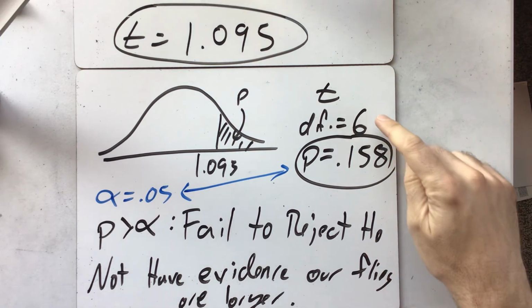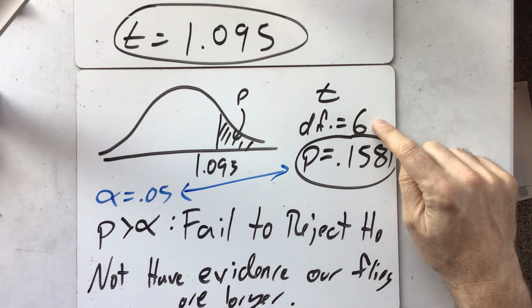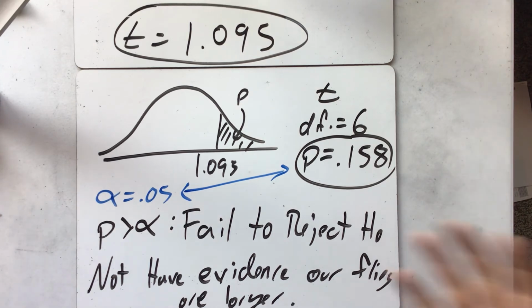Now, I will say a few things. One, we only had 6 flies, so maybe if we'd gathered 60, we might get a different result. So as we know, the bigger your sample size is, the more power your test is going to have to reject things. But right now, at this point, we can't come to any conclusions.